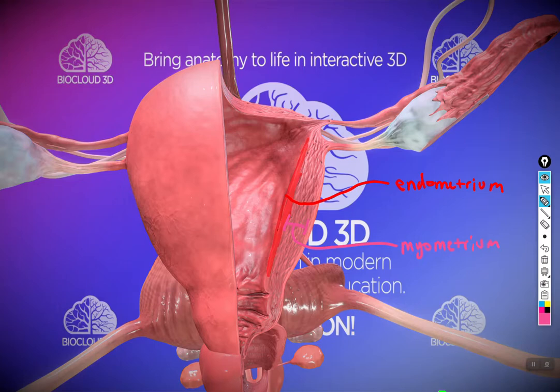And then surrounding all of that, which is made of connective tissue, is the peri. That should be RI. And that is just the connective tissue covering over.